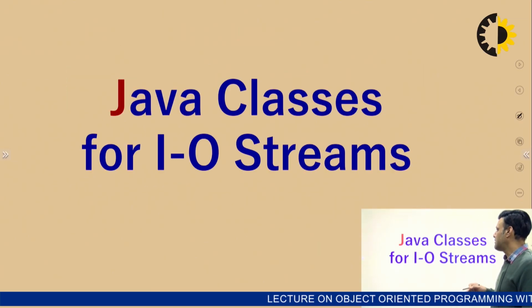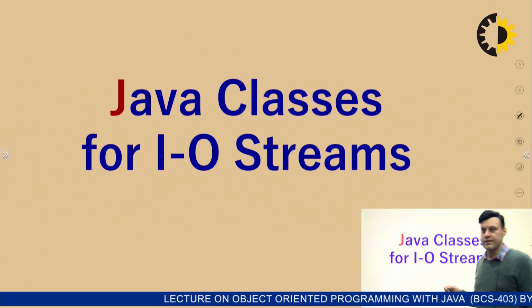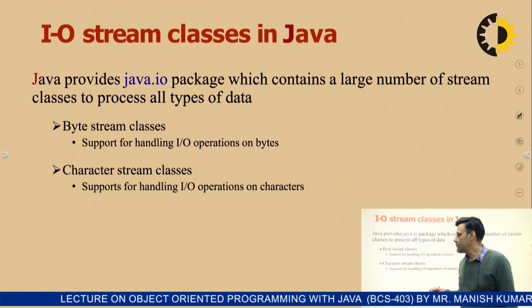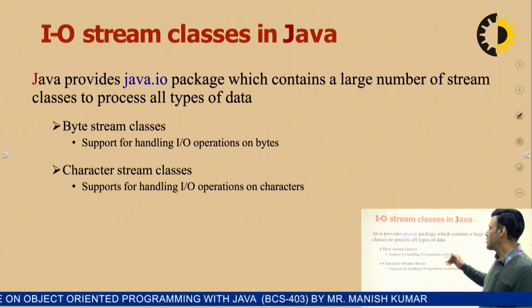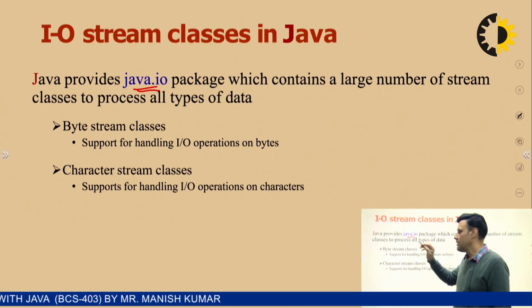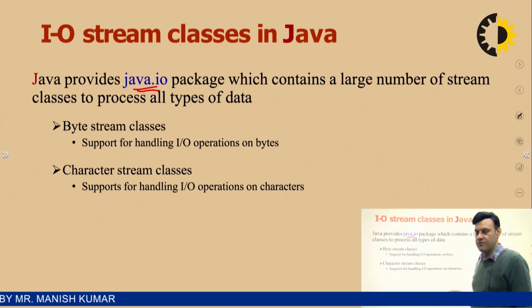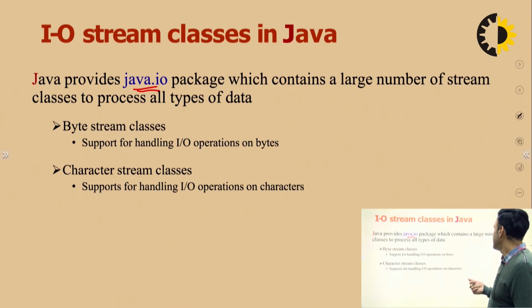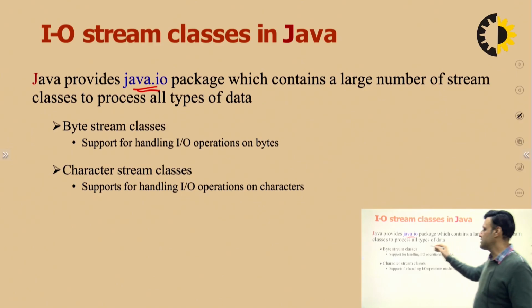So, Java classes for input output stream. For that we have to know about the different Java classes. Let's see what the input output stream classes in Java are. We know that this is a package, java.io, and we need to import this package. It will contain a large number of stream classes.